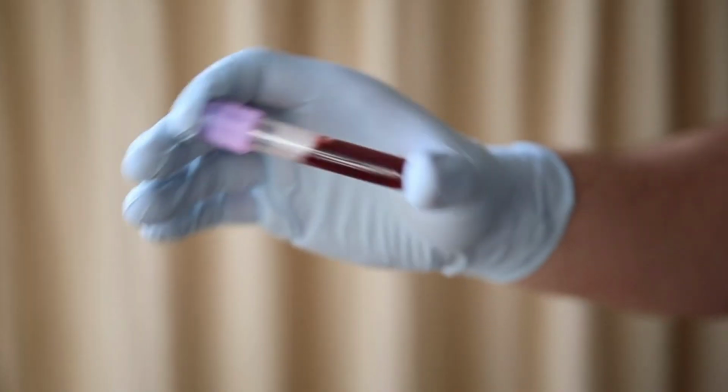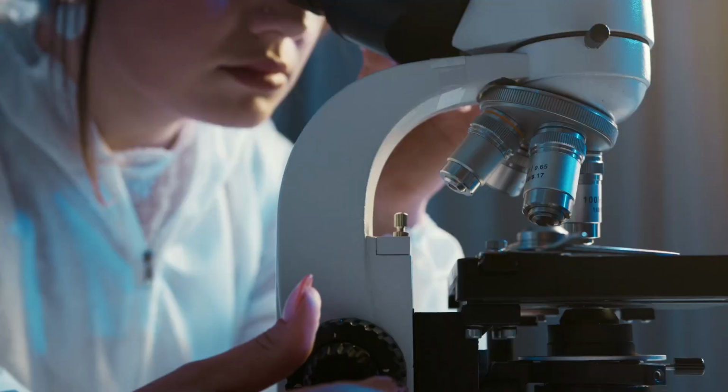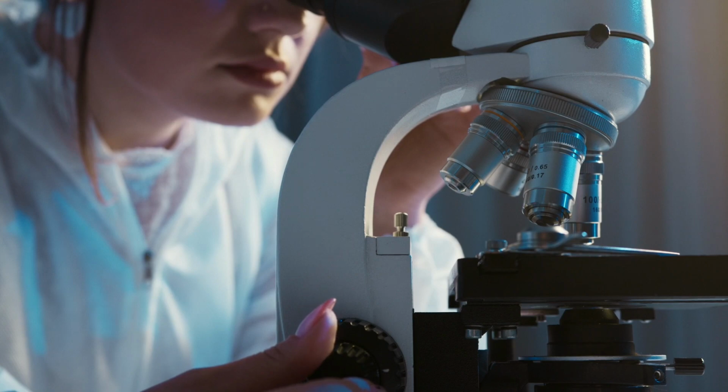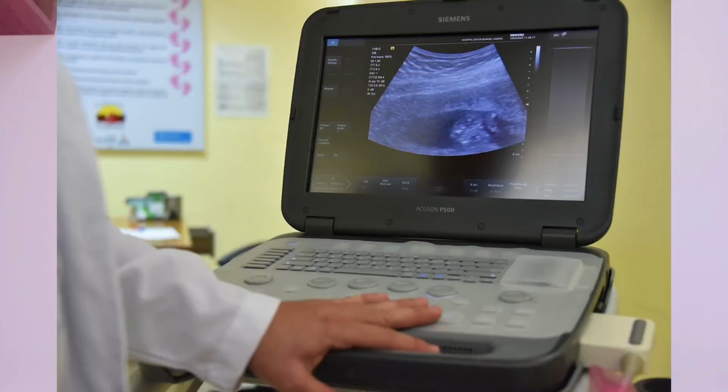Next, coming to the investigations. First one is blood test. It is to see if there is any infection in the body. Second one is urine analysis. Third one is renal function test. Fourth one is X-ray. Fifth one is USG. So X-ray and USG will give the detail about the exact location of the stone, and in USG we can also find out the size of the stone.